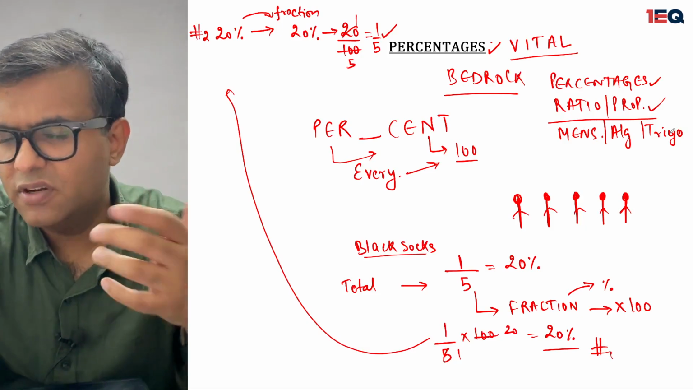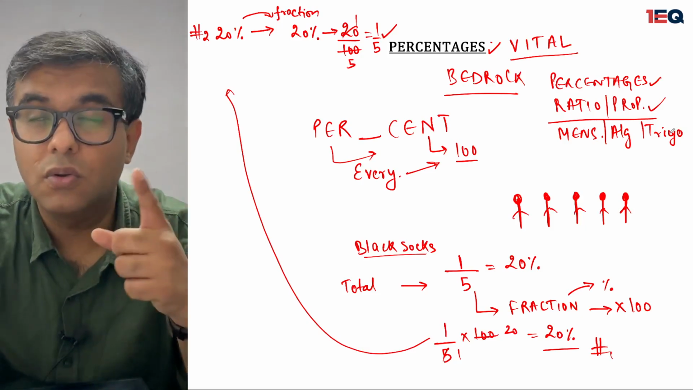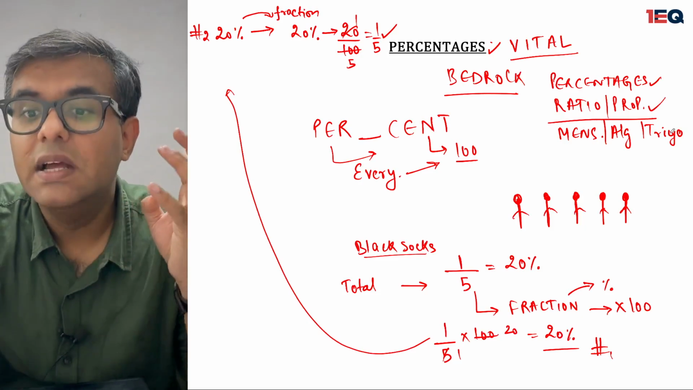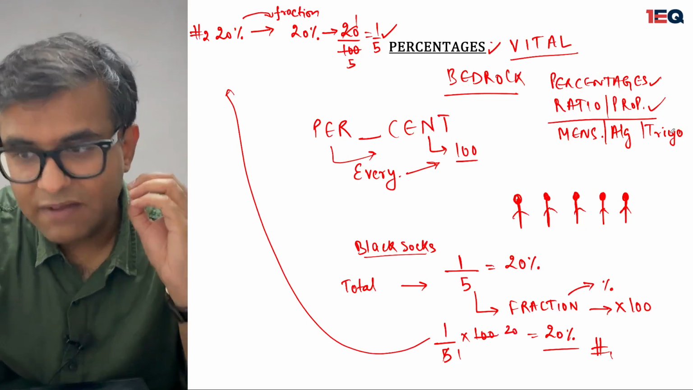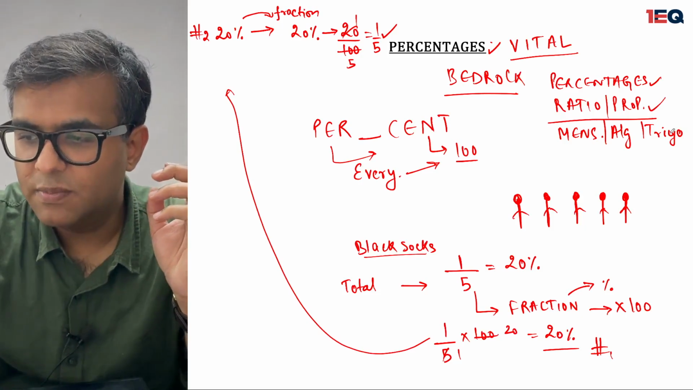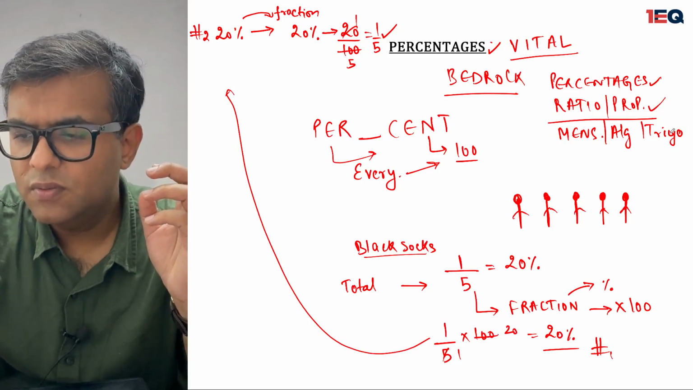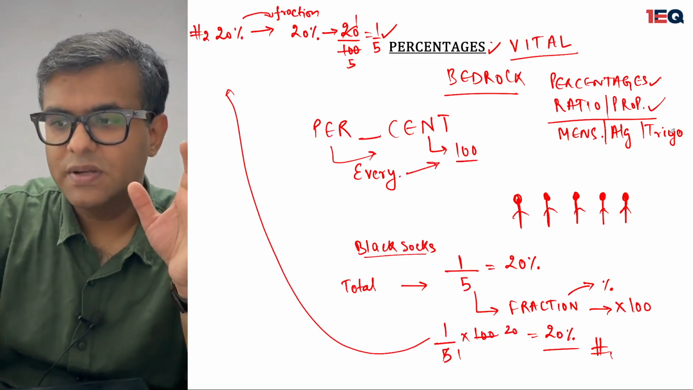And 3 out of 5 would give me, no, 3 out of 5 would give me 60%. 4 out of 5 would give me 80%. And 5 out of 5 would give me 100%. Okay, so I've made it pretty clear how percentages work.